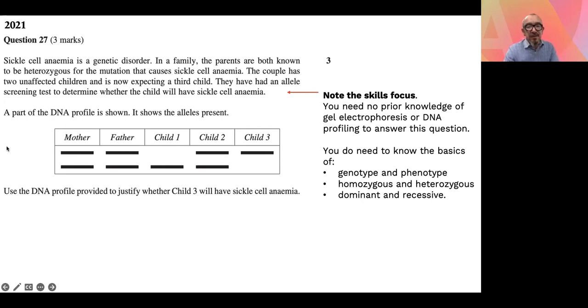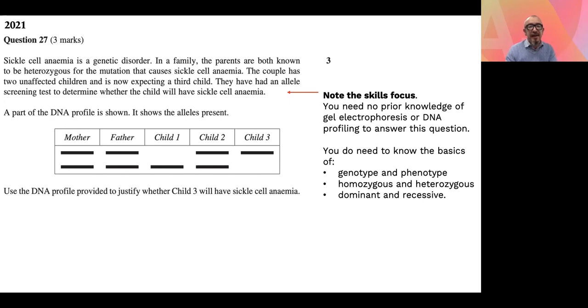So just going down to the mother and the father, if they're heterozygotes, they have one copy of each of those alleles. And so you'd expect there to be two bands because the DNA profile of the product shows two DNA sequences of slightly different molecular weight. So they therefore migrate different distances in the gel. So the couple has two unaffected children and is now expecting their third child.